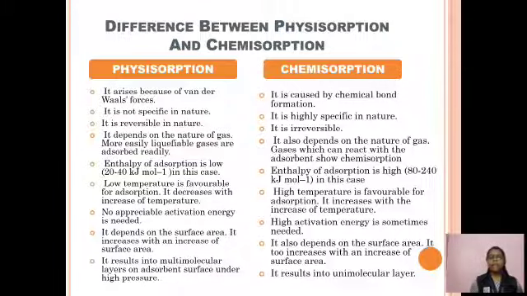In case of physical adsorption, it depends on the surface area. The more the surface area, the more adsorption can take place. In chemical adsorption, the same thing happens. Physical adsorption results in multimolecular layers on the adsorbent surface under high pressure, and chemical adsorption results in a unimolecular layer.